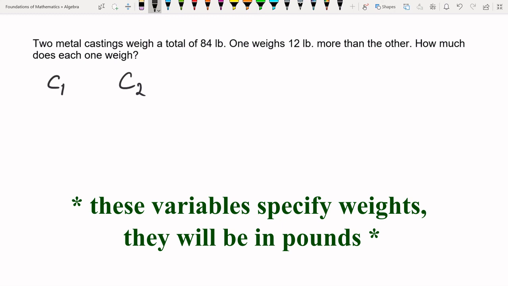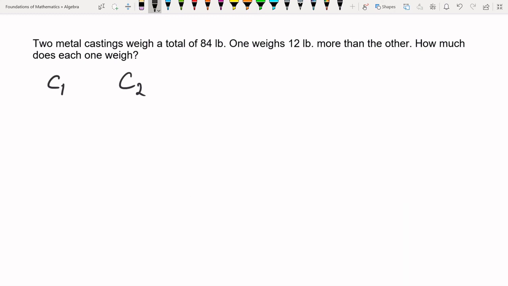You can name them A and B. Like I said before, you can name them a lot of different things. But I'm going to use the letter C to designate casing 1 and casing 2. Now it says the two metal casings weigh a total of 84 pounds.